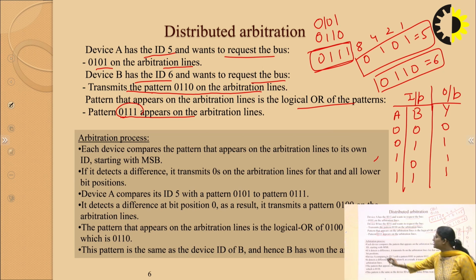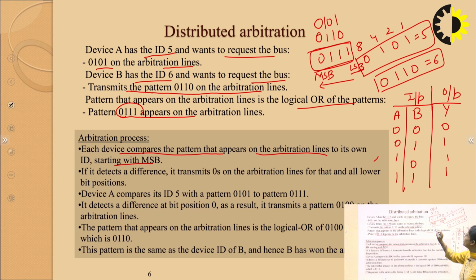What is the arbitration process? Each device compares the pattern that appears on the arbitration line with its own ID, starting with the MSB. Here there are 4 bits. LSB is the least significant bit and MSB is the most significant bit. The rightmost value is the LSB and the leftmost value is always the MSB. Here it will compare the MSB bits. If it detects a difference, it transmits 0 on the arbitration line. If there is a difference, it will always send 0 for that and all the lower positions. Device A compares its ID 5 with the pattern 0101.